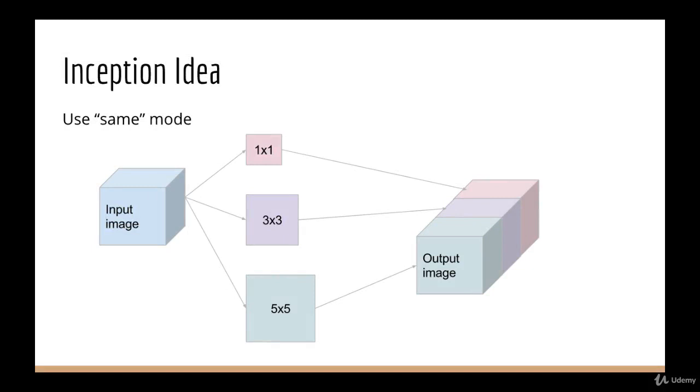So the idea behind Inception is this. At every layer, instead of doing just one convolution with a particular filter size, we do multiple convolutions with multiple filter sizes. So for example, a 1x1 convolution, a 3x3 convolution, and a 5x5 convolution. By using same mode for all our convolutions, all the outputs end up being the same size, and we can therefore concatenate them all together along the feature maps dimension. So they just all end up being different features.